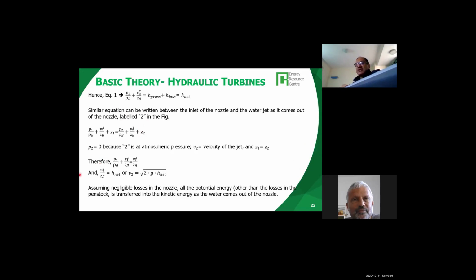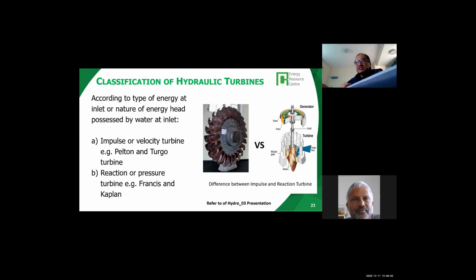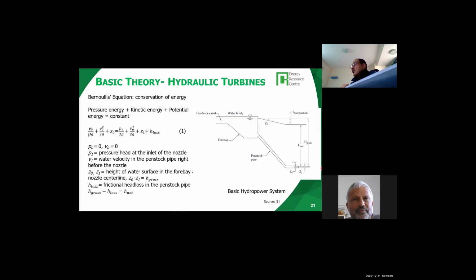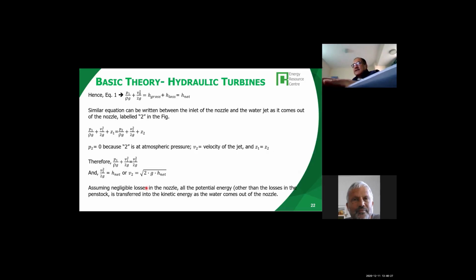And similarly, you can also get the pressure equation for 1 at the nozzle and 2 at the turbine here. So you can get basically the difference. You can also get the energy here. And based on that, what you get here is, okay, P2 is 0 because 2 is at atmospheric pressure. Basically, what you get here is V2 is root under 2g H net.